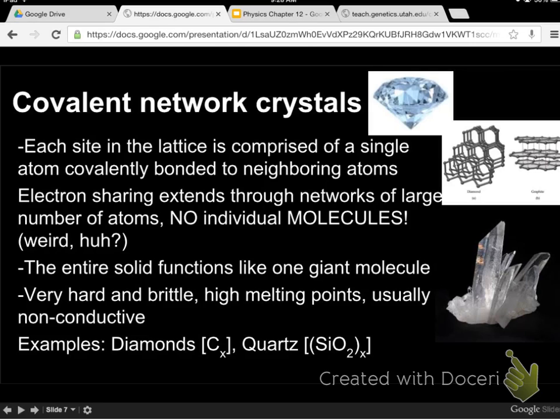These things end up functioning like one big molecule. Now, if you remember, intramolecular forces, forces within a molecule, are very strong. They're actually stronger than the forces in an ionic compound. So when you have something that's functioning like one big molecule, these things have insanely high melting points, even higher than ionic compounds. Diamonds are a covalent network solid, a covalent network crystal.